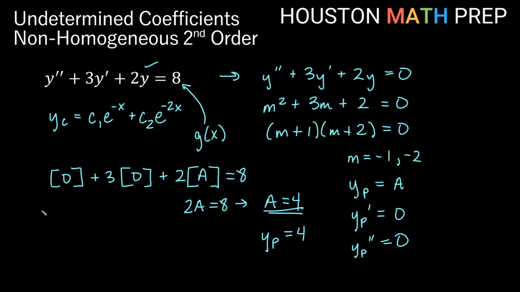And remember, my solution is simply going to be my complementary function plus my particular function. So in this case, we will have our y sub c, which is c1 e to the negative x, plus c2 e to the negative 2x, plus our yp, which is just 4.